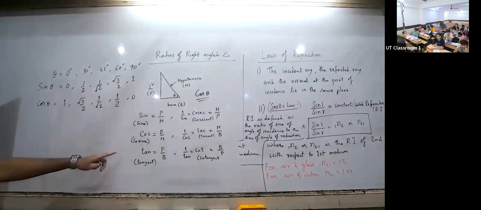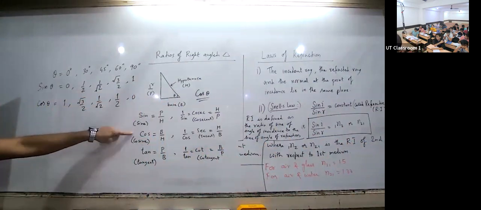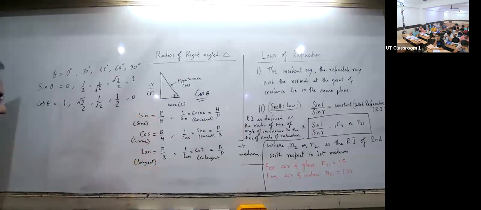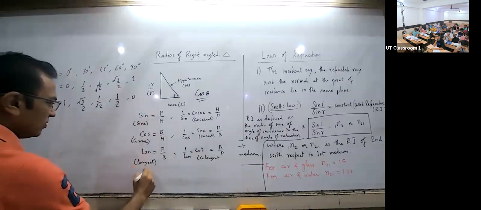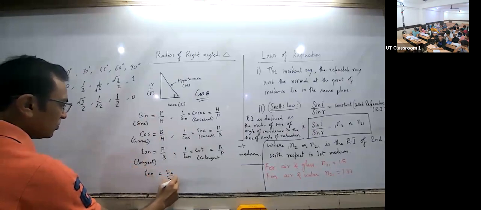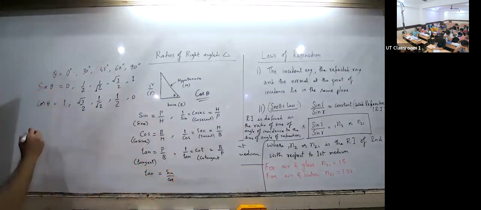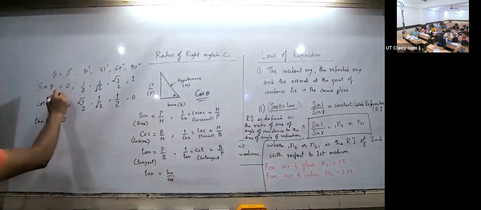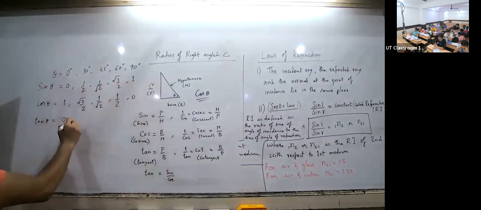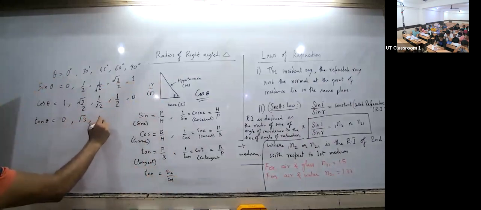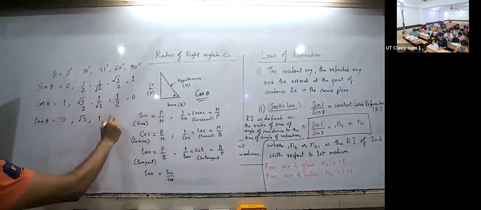Then what is tan? If you do sine by cos, right? So you will get P by B. Multiply and divide by H. So tan is basically nothing but sine upon cos. So just do sine by cos, and that value you will get is tan theta. This is 0, 0 by 1. Just draw one line. This is root 3. What about this? 1. What about this?